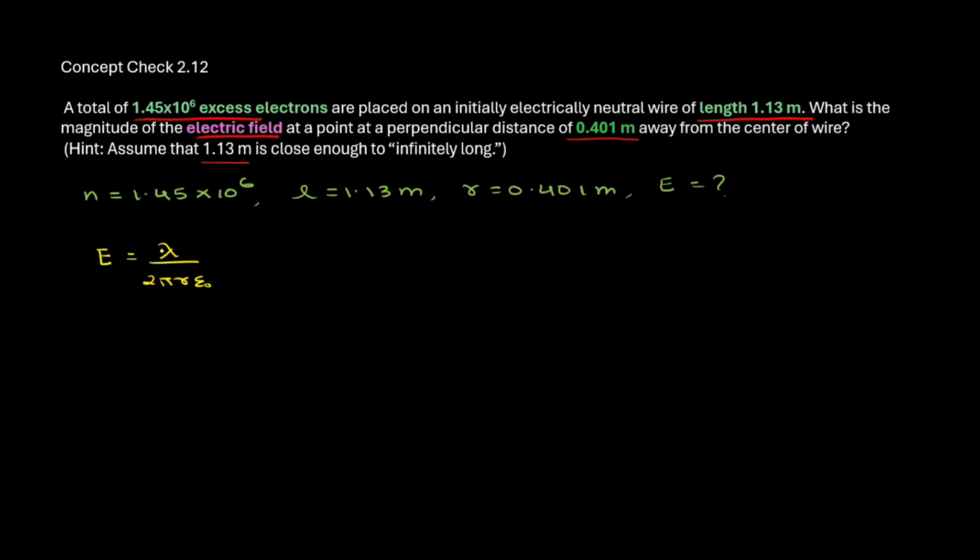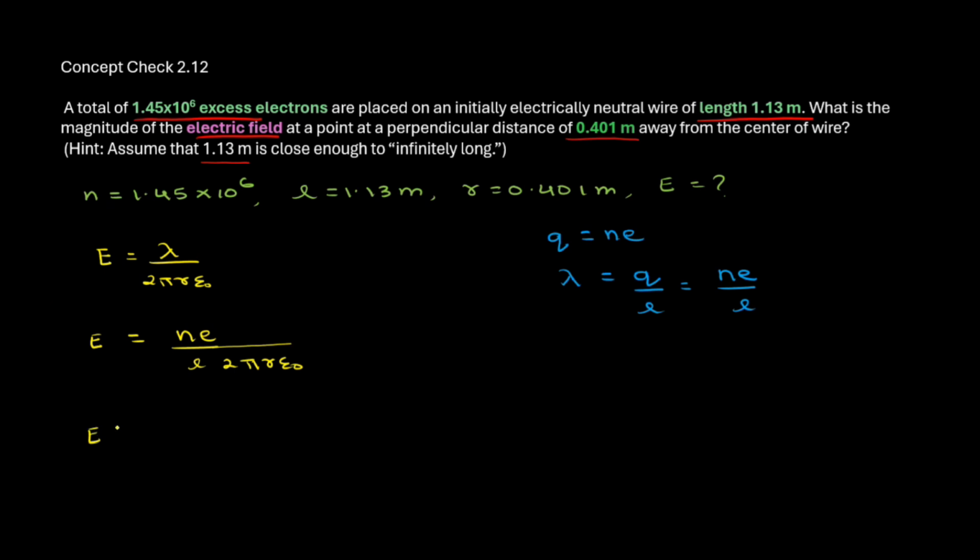I don't have the value for lambda, but they have given me the number of electrons. We know the charge Q can be given as N times E, and the relationship between charge Q and lambda is lambda equals Q over L, which you can write as N times E over L. I will substitute this value of lambda in the equation for E here. So we write E equals, in place of lambda, N E over L, and then the rest of the term, 2 pi r epsilon naught.